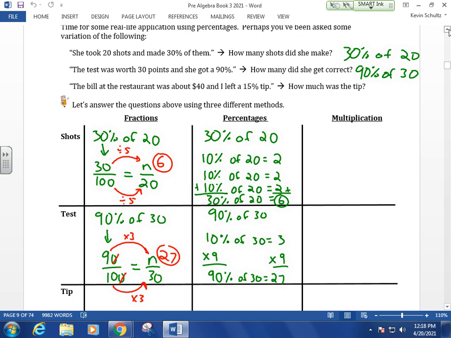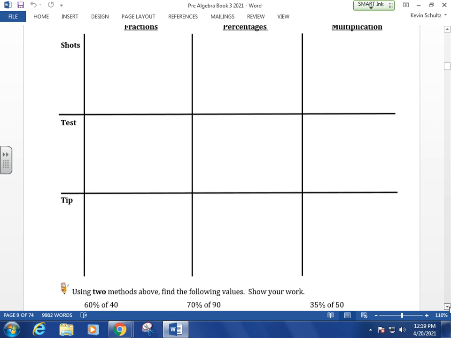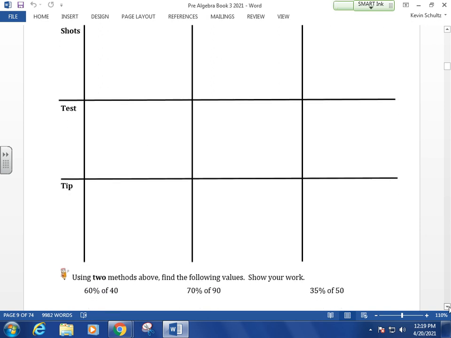Well, let's look at the last one, the tip, a 15% tip on a $40 restaurant bill. So we're looking for 15% of 40. Okay? Using the fraction method, we're going to convert 15% to a fraction. So 15 hundredths is equal to how much out of 40?